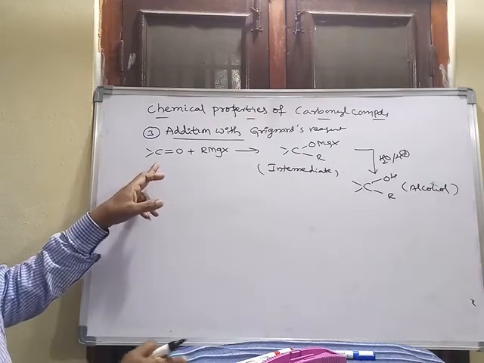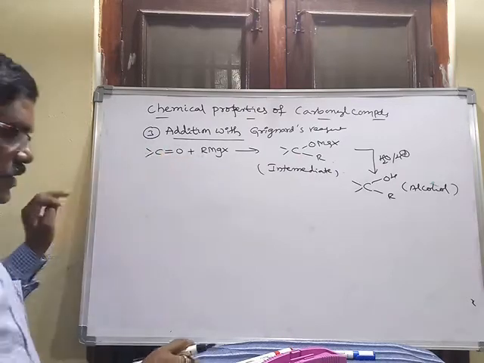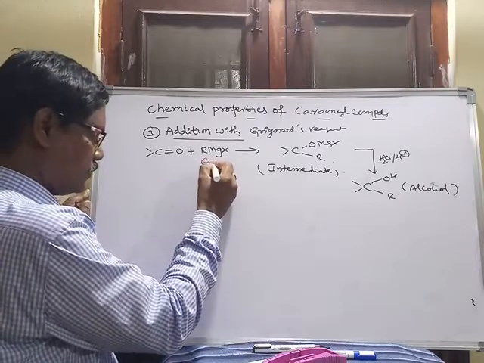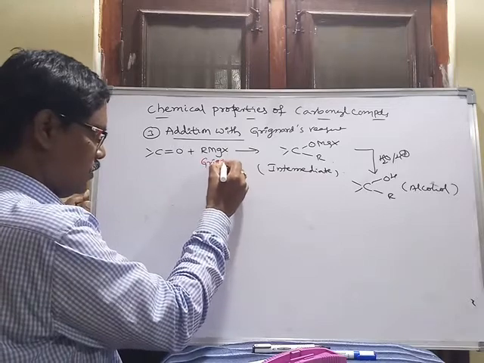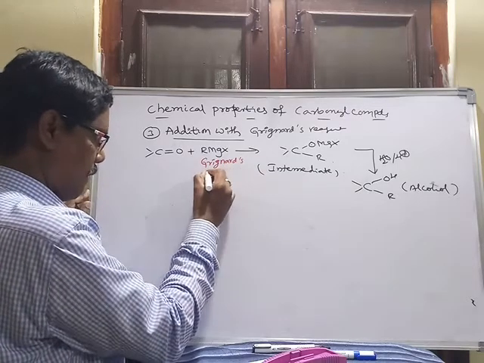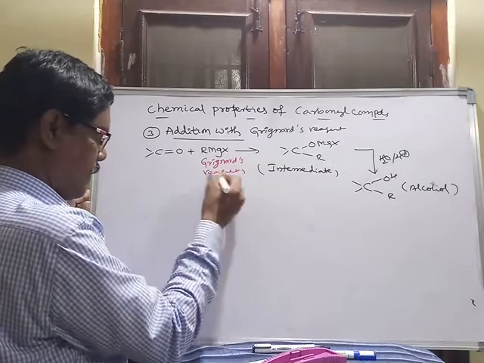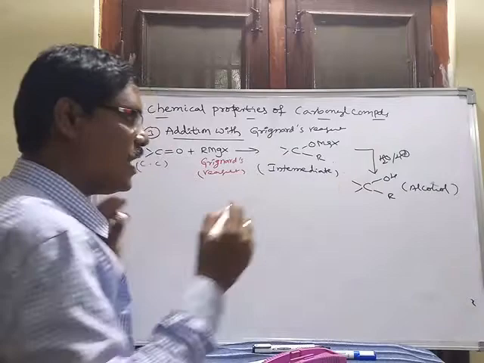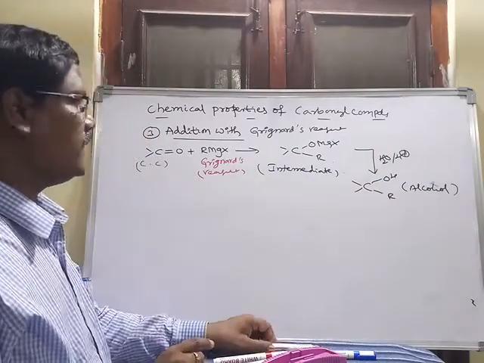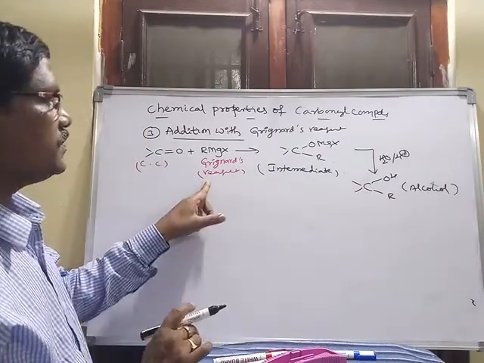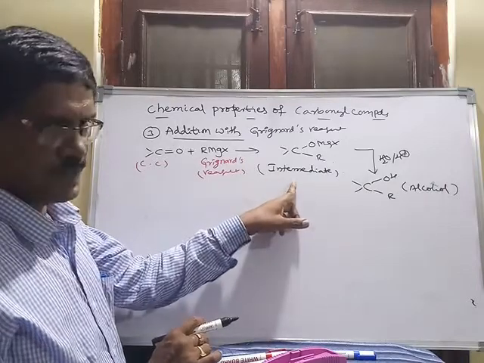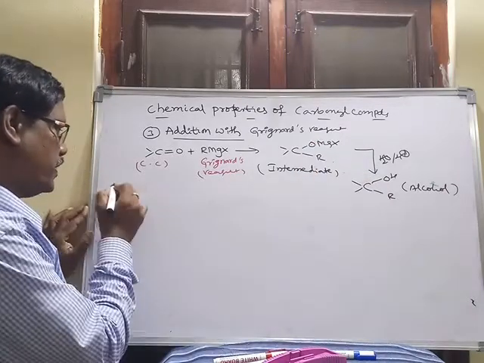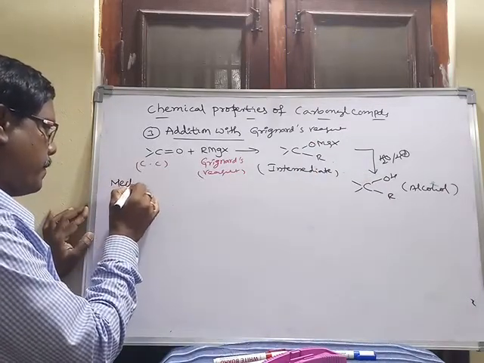Okay, listen carefully. The carbonyl compound reacts with this, the Grignard reagent. This is the carbonyl compound. This is the intermediate. This is called alcohol. The statement is that the carbonyl compound reacts with Grignard reagent to form an intermediate. The intermediate converts into alcohol by acidic hydrolysis. Its mechanism.